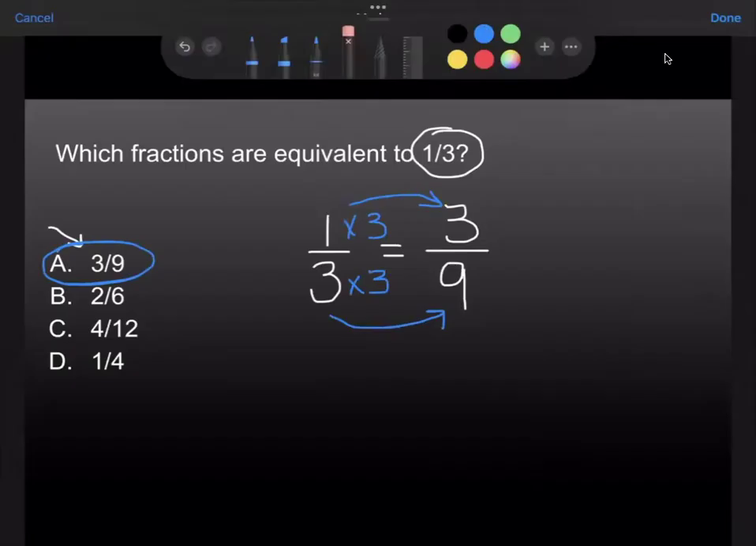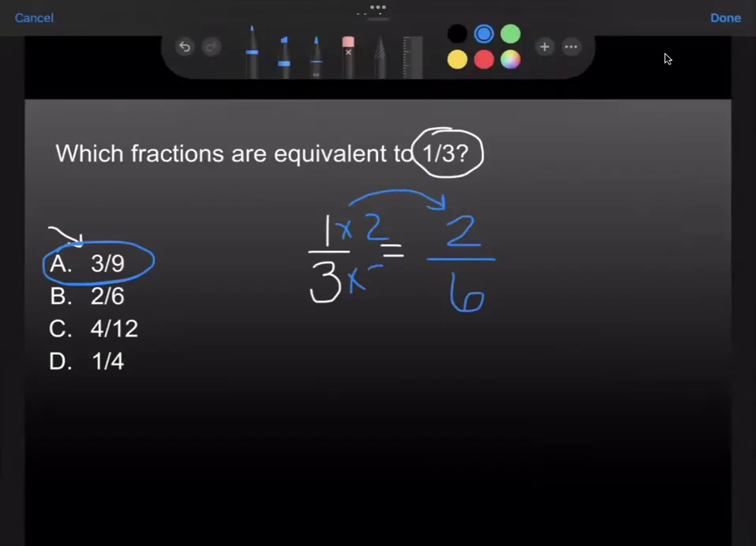Okay, let's look at a different choice here. So we still have the 1/3, but let's see if it's equivalent to 2/6. Okay, so I know to go from 1 to 2 using multiplication, I would do 1 times 2. Now, if I do times 2 to the bottom, do I end up with 6? And the answer is yes, I do. So that means this one is also equivalent to 1/3. Okay, let's try another one.